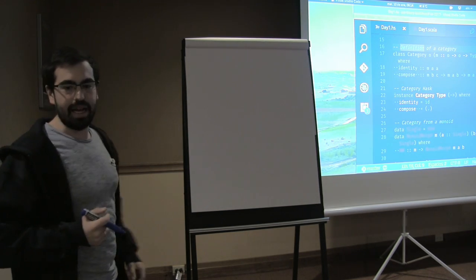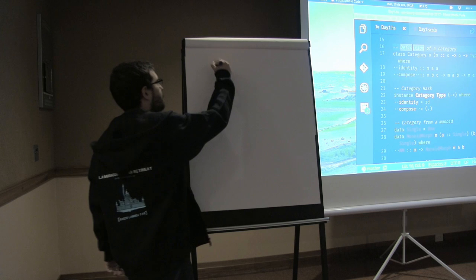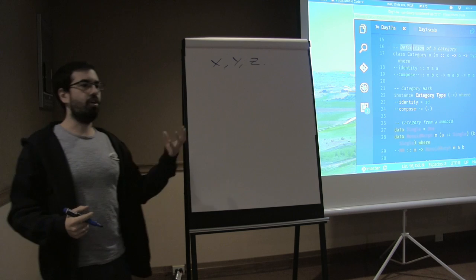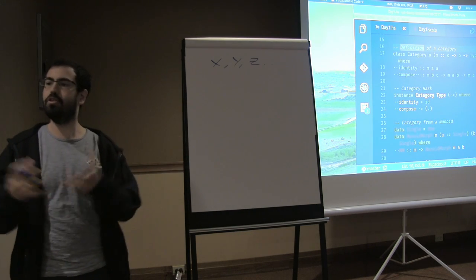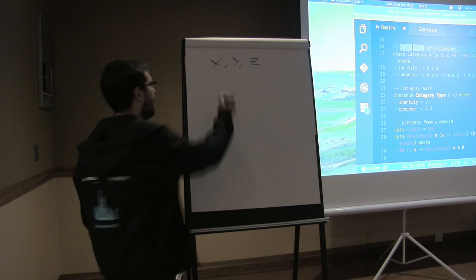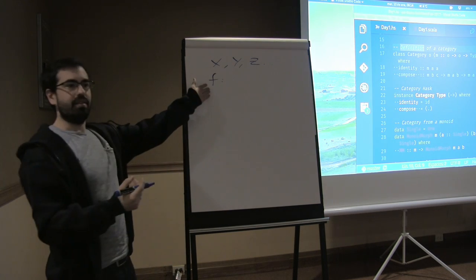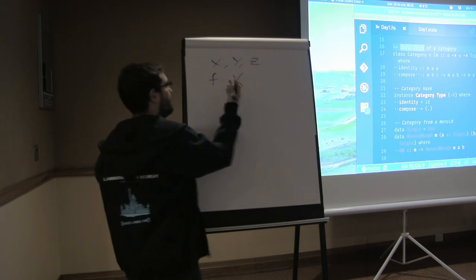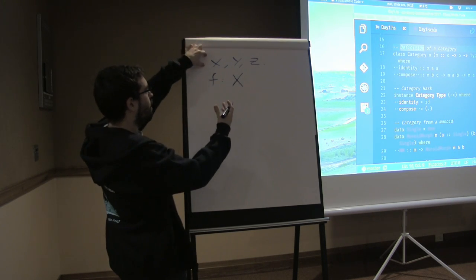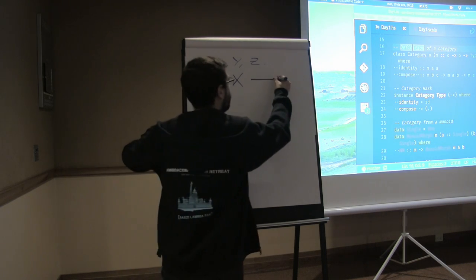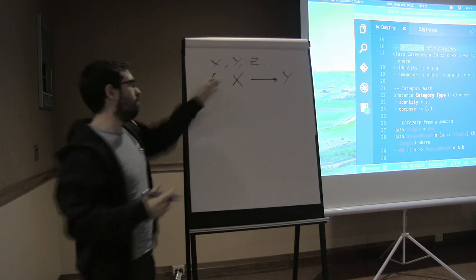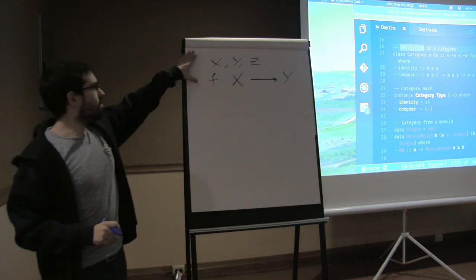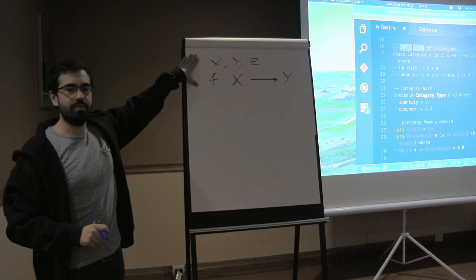A category is just a bunch of objects, which we usually name with capital letters, and a bunch of functions, arrows, or morphisms. You can use the name you want. Each of these arrows, and I will use arrow as the general term, has a source object and goes to a target, or you can also call them domain and codomain. There is a lot of terminology. So this is the data we need.